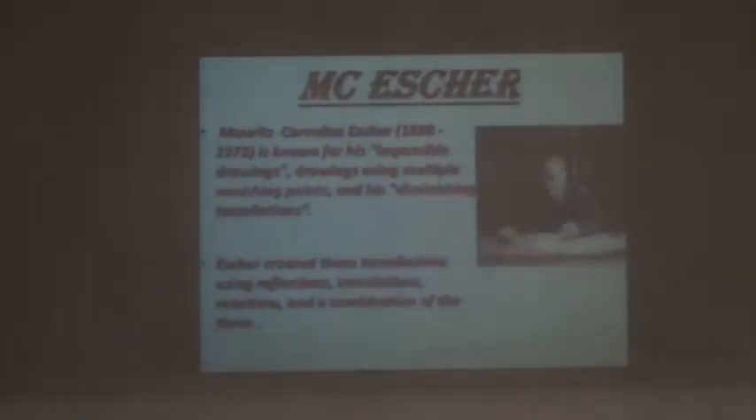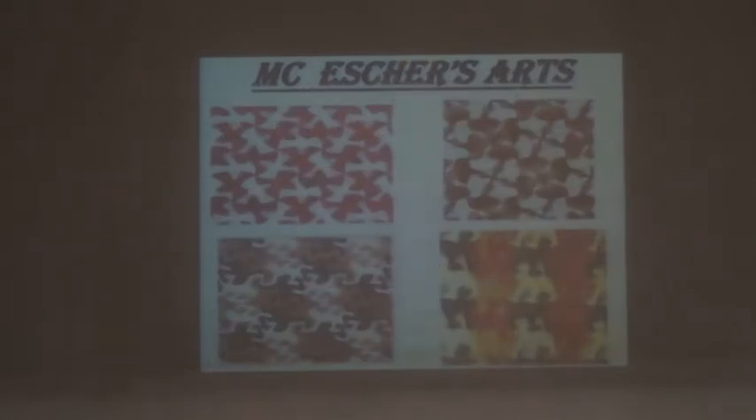M.C. Escher. Moritz Cornelis Escher is known for his impossible drawings using multiple vanishing points and his diminishing tessellations. Escher created his tessellations using reflections, translations, rotations, and a combination of the three. M.C. Escher's arts. Let's enjoy tessellation with a video.